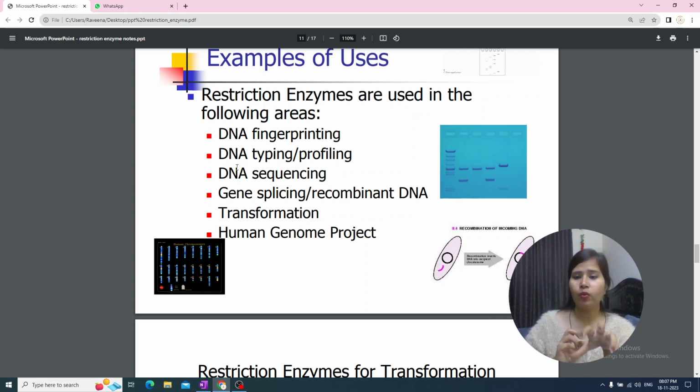And when you are adding a vector with the desired gene, that is your recombinant DNA, inside a host, that is your transformation. I'm not talking about all of this in detail. The Human Genome Project is a project inside which the human genome is completely sequenced with the help of these restriction enzymes.